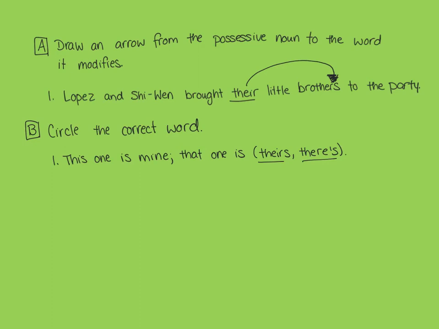So you wouldn't say this one is mine, that one is there is, right? That doesn't make sense. So we're going to circle the possessive pronoun, and it's also the pronoun that's used on its own, right? Because you're not saying this one is mine, that one is their cat, right?